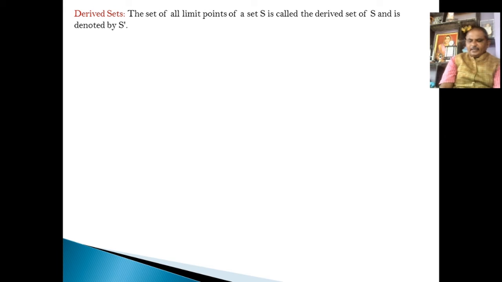Next, what is meant by the derived set? The set of all limit points of the set S is called the derived set of S and is denoted by S dash.